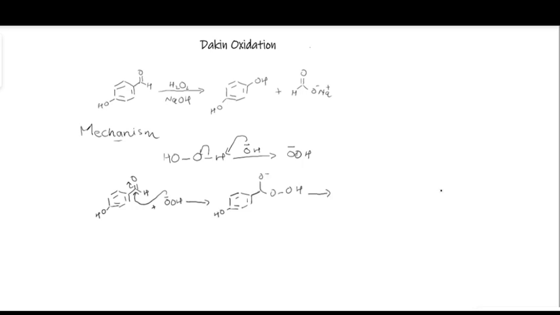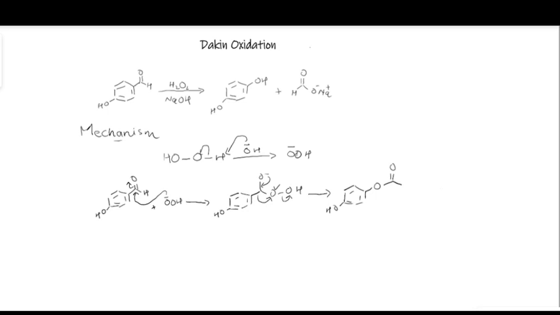This oxyanion, when it collapses back, allows the migration of this phenyl group to this oxygen, which in turn releases this hydroxyl ion. So what we get as a result is this benzene ring now attached to the oxygen, this oxygen, and the carbonyl is restored.